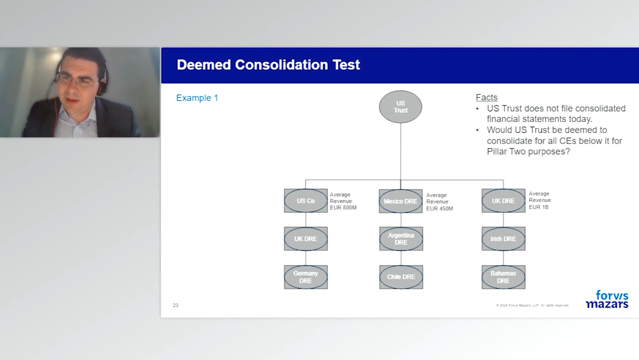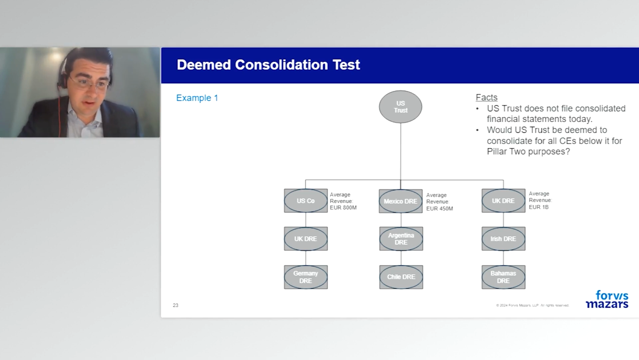I don't know why it would be a pass-through, but let's just hypothetically throw that out there to articulate the example. Let's say we have a Mexican DRE structure, another group, in a food business. And on the other end you have a UK entity with 1 billion euro that is a tech company. If we're thinking about this deemed consolidation test, let's say US Co, Mexico DRE, and UK DRE all have their own consolidated financial statements, but under an acceptable financial accounting standard, the U.S. trust would be deemed to consolidate.